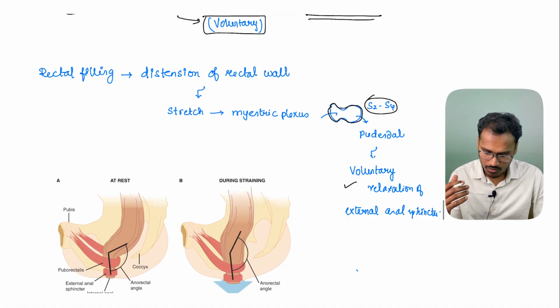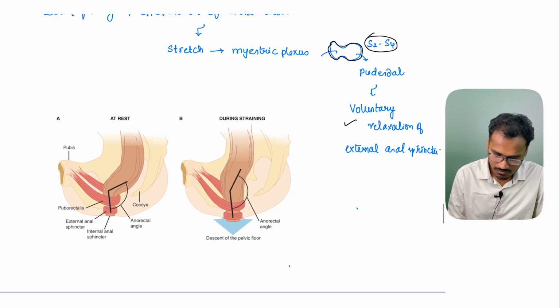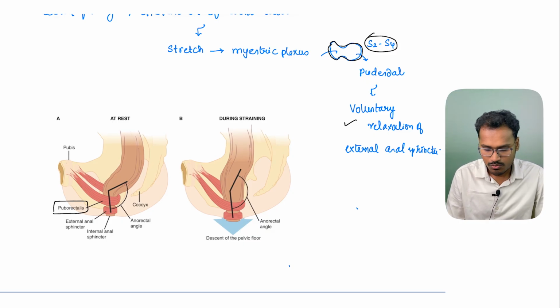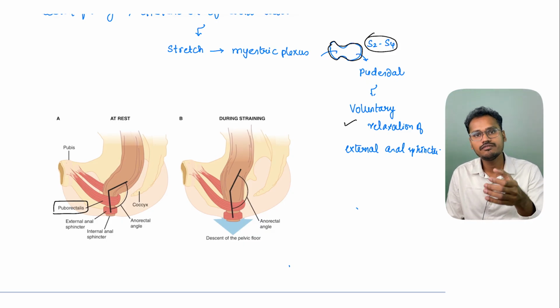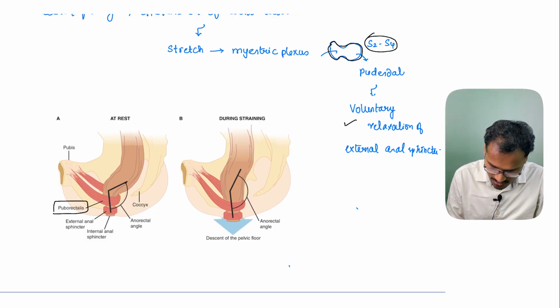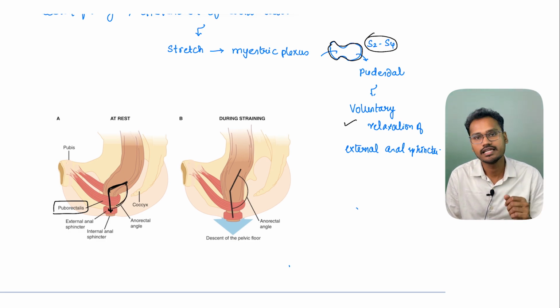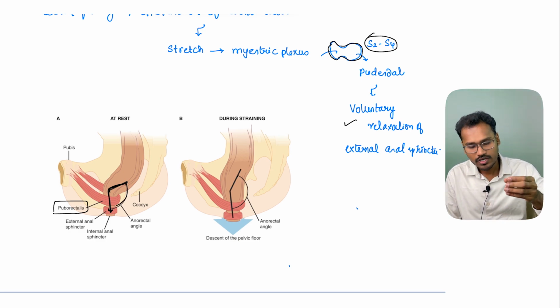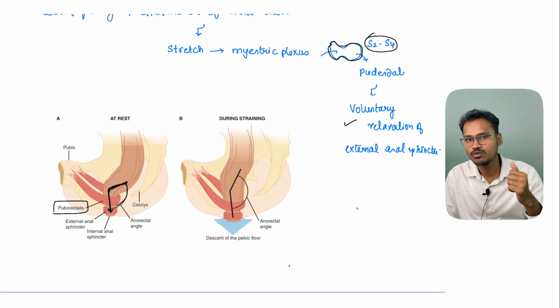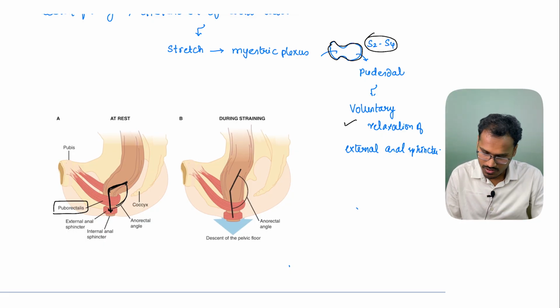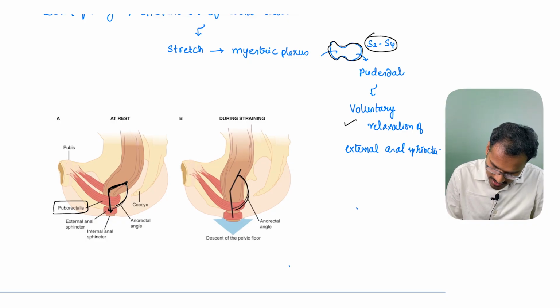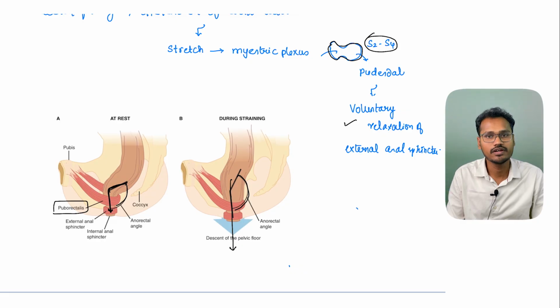Here one more important muscle which plays a role is the puborectalis. The puborectalis keeps the angle between the rectum and the anal canal, which is also called the anorectal angle, more acute. More acute means the angle is smaller. If the puborectalis muscle relaxes, which can be done voluntarily, what will happen? The angle becomes more obtuse. The angle is increased and the canal has a straight descent so that the feces can be evacuated easily.